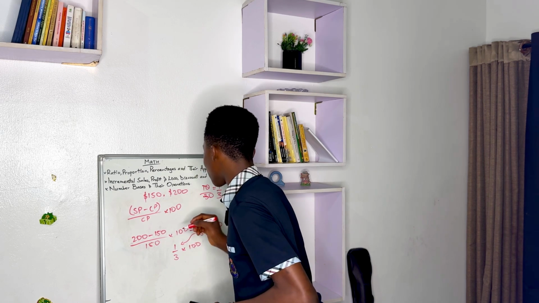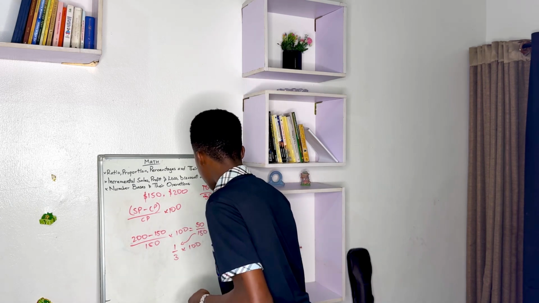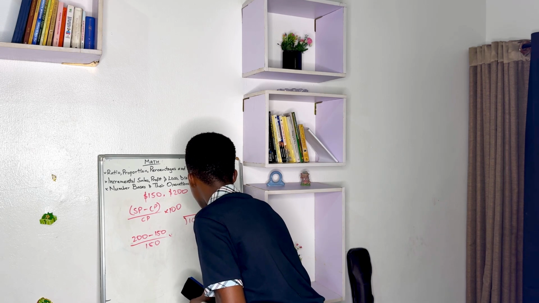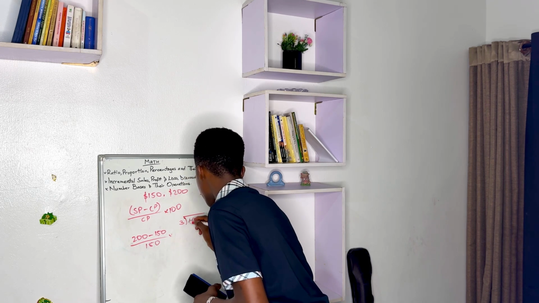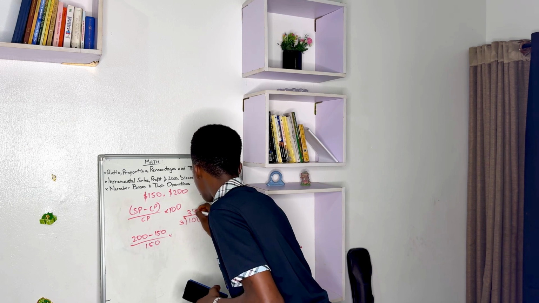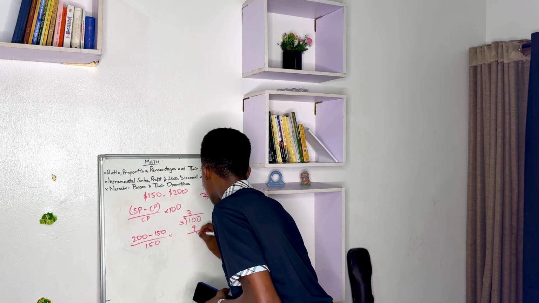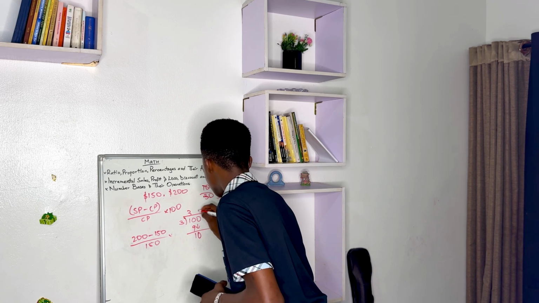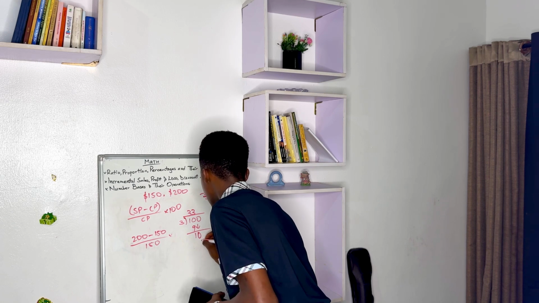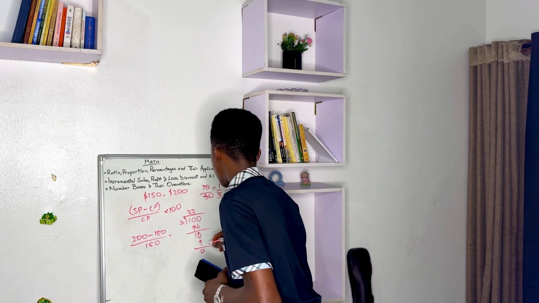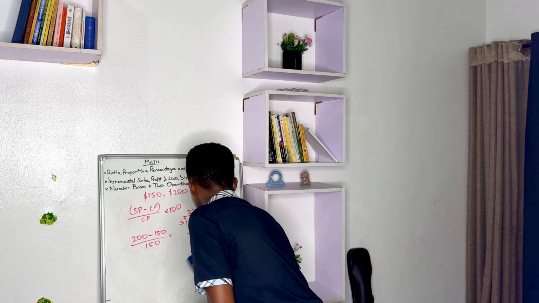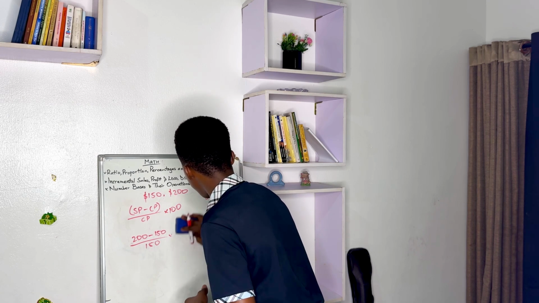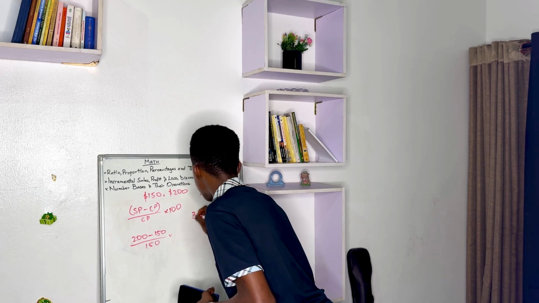So 100 multiplied by 1 is 100, and 100 divided by 3 is, let me calculate that, 100 divided by 3. 3 goes into 10 three times with remainder 1, so 3 times 3 is 9, and 10 minus 9 is 1. Bring down the 0. 3 can go in 10 3 times again. 3 times 3 is 9, and we have 1 again. If we keep on dividing, we're going to get 33.3333 to infinity, so I'll just say it's 33%.